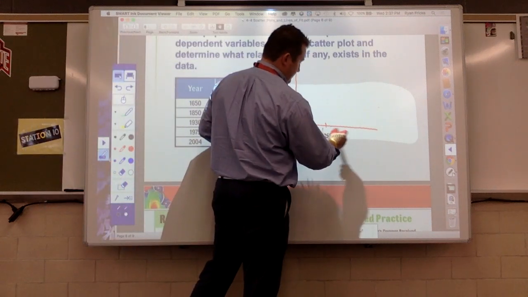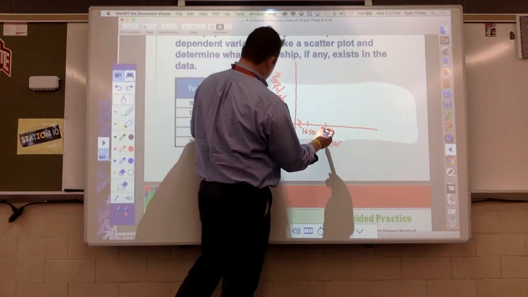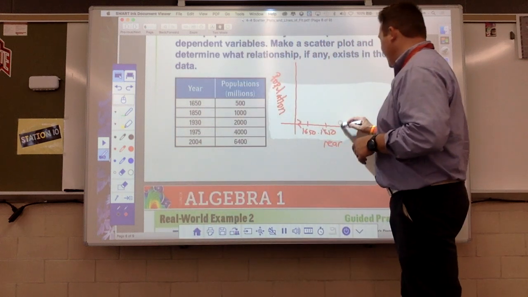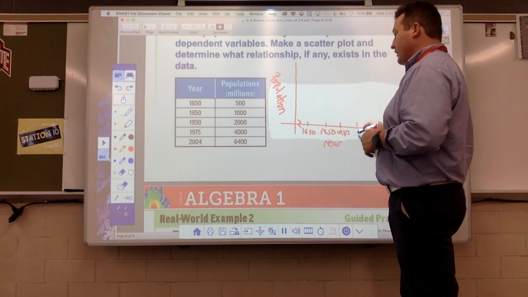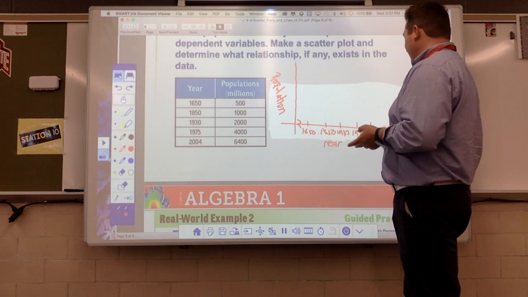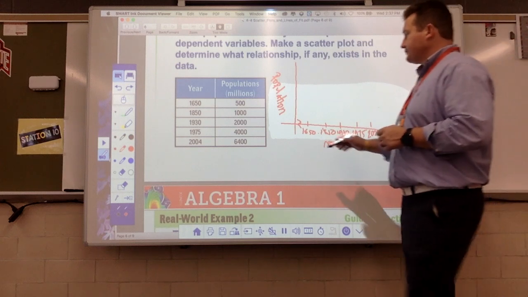Goodness gracious. Okay. Anyway, you can fast forward and watch me do those. 1850, and here's maybe 1930, and here's 1975, and here's 2004. I hope your scatter plot is not nearly as messy as mine.